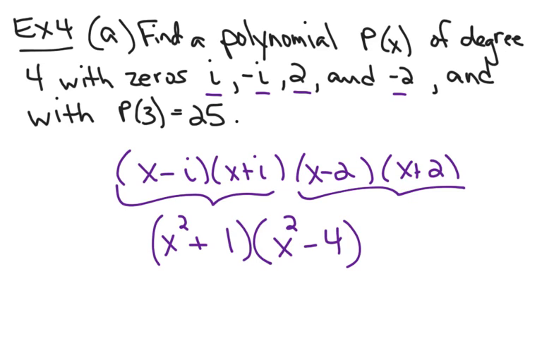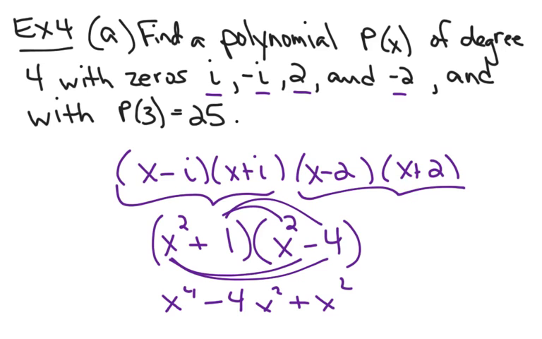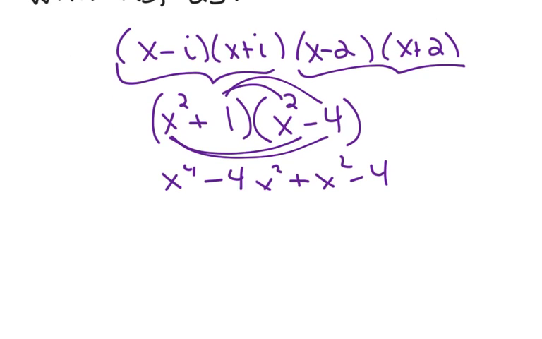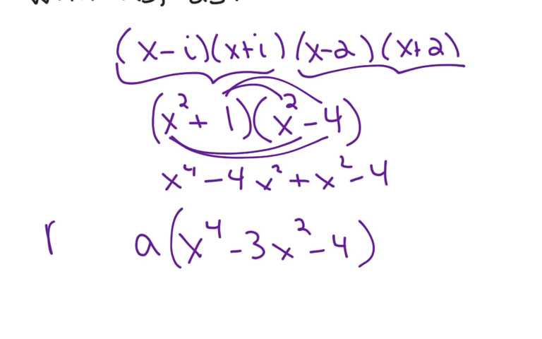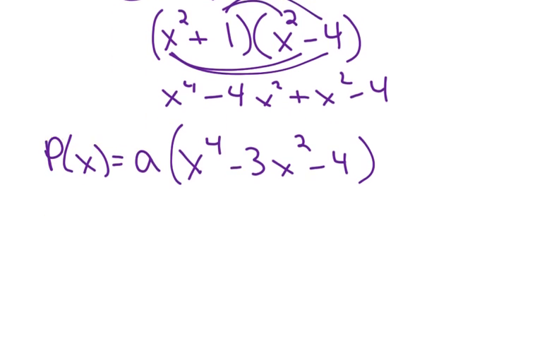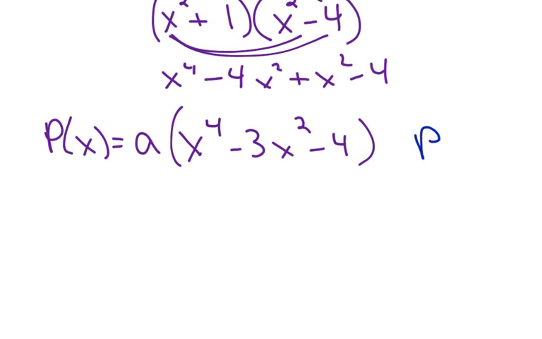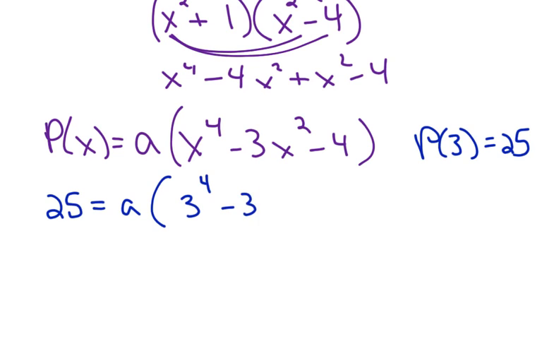Now, you can multiply these together by FOILing. You get your x to the fourth minus 4x squared plus x squared, oops, that was an x squared, minus 4, which we know is x to the fourth minus 3x squared minus 4. The problem is that what we haven't accounted for is the fact that there's an a. And since we don't know the original polynomial, we don't know what a is. But they gave us some information for finding it. They did tell me that p of 3 was 25. That means that y is 25 when x is 3.